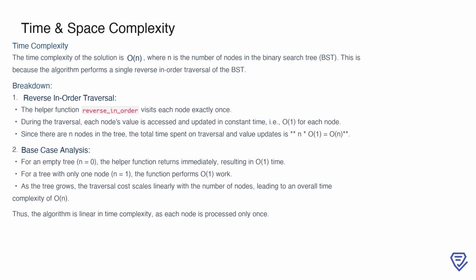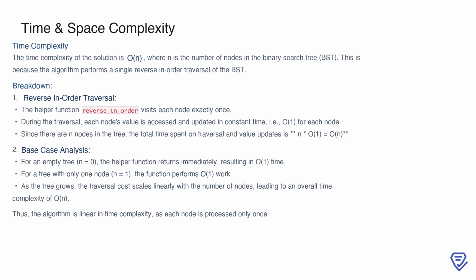The time complexity of our solution is O(n), where n represents the number of nodes in the binary search tree. This is because we perform a single reverse in-order traversal of the entire tree. In this traversal, the helper function visits each node exactly once. For every node, the value is accessed and updated in constant time, or O(1). Since there are n nodes in total, the traversal and updates collectively require n times O(1), which simplifies to O(n).